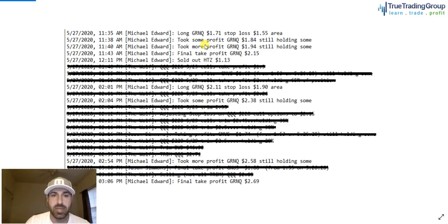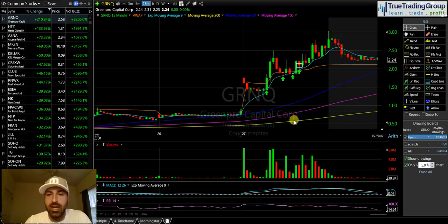Let's go back to my trade alerts on the day. There it is, 2:01 p.m. So not 2 o'clock, 2:01 p.m. I'm long GRNQ again at $2.11. And this entire trade is based on this trade line indicator on the 15-minute chart, and I'm looking for this trade line to continue to be support and squeeze us higher to new highs of the day.